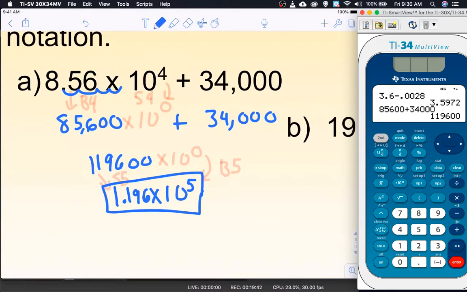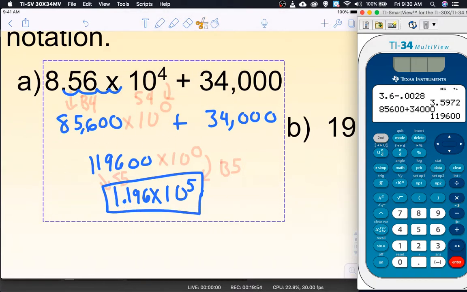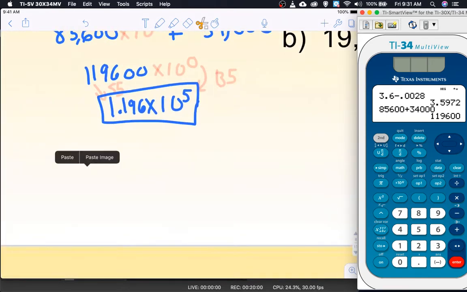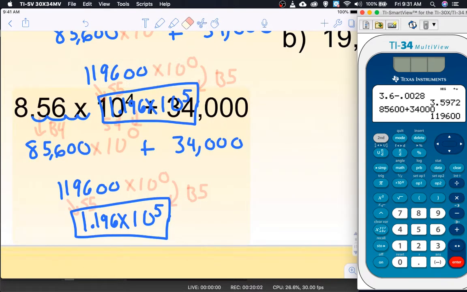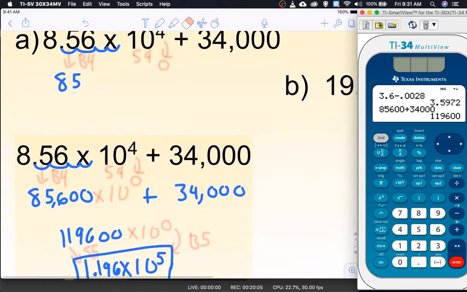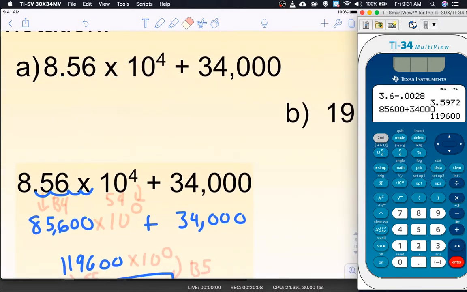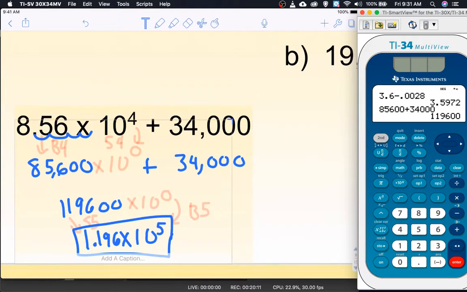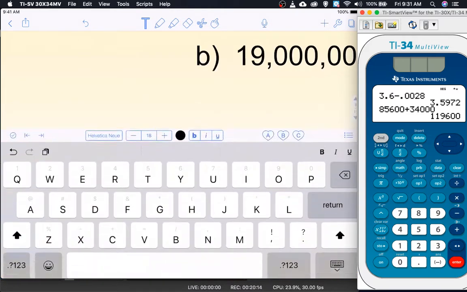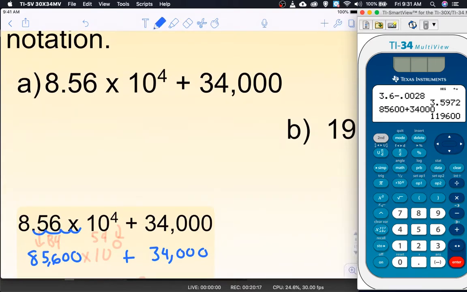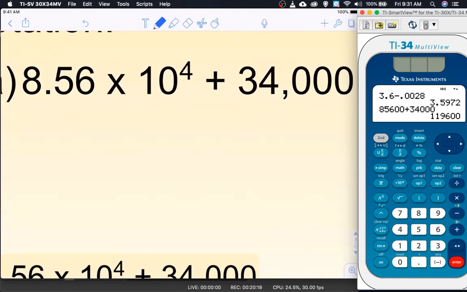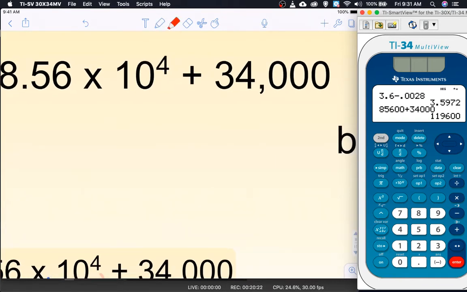So that's what you would do if you wanted both numbers to be in standard form to start. All right, I'm going to copy this down here, paste the image, and then erase everything else. So I made a copy of the problem. Now, if you wanted to start with scientific notation first, you're going to save yourself one step.